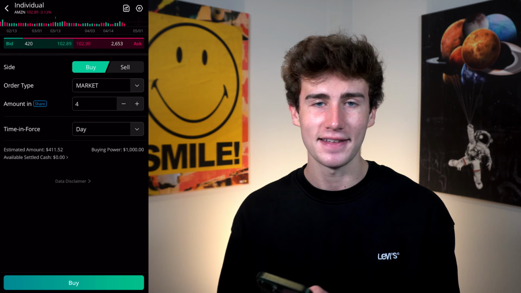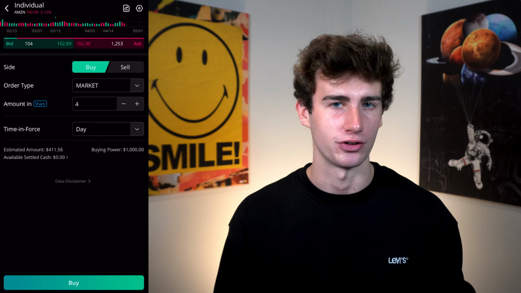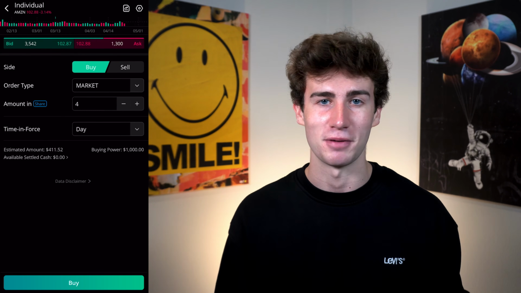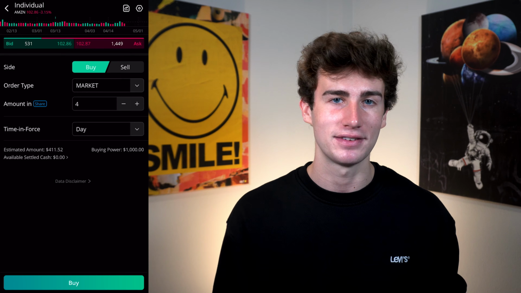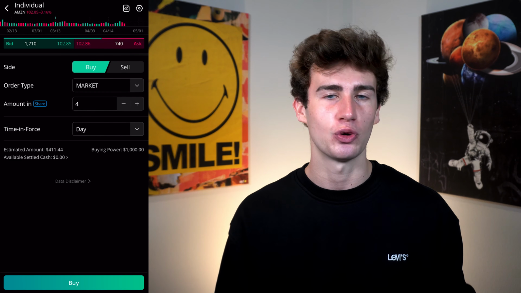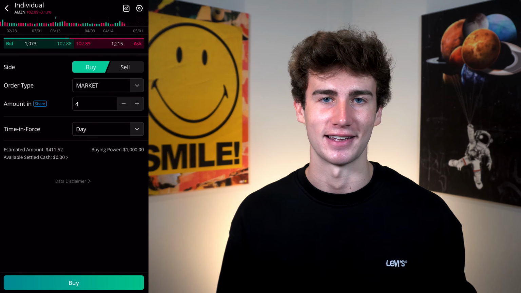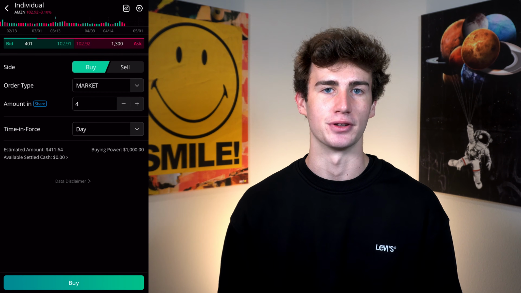I'm gonna hit next, and then the next section is time in force. This isn't important when placing a market order, but it is when placing order types like a limit, so I'll explain what that means in a second. You'll then see the estimated amount, available buying power, and settled cash.